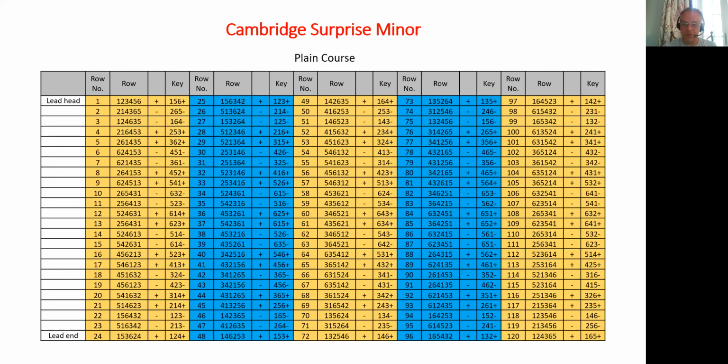What that means is we can then have a look at those keys and work out what we can do with them to get the remaining 600 rows of Cambridge Minor that we need to make up an extent, because the plain course is just giving us 120. We're going to use these keys to work out how we get the additional 600 rows as well.